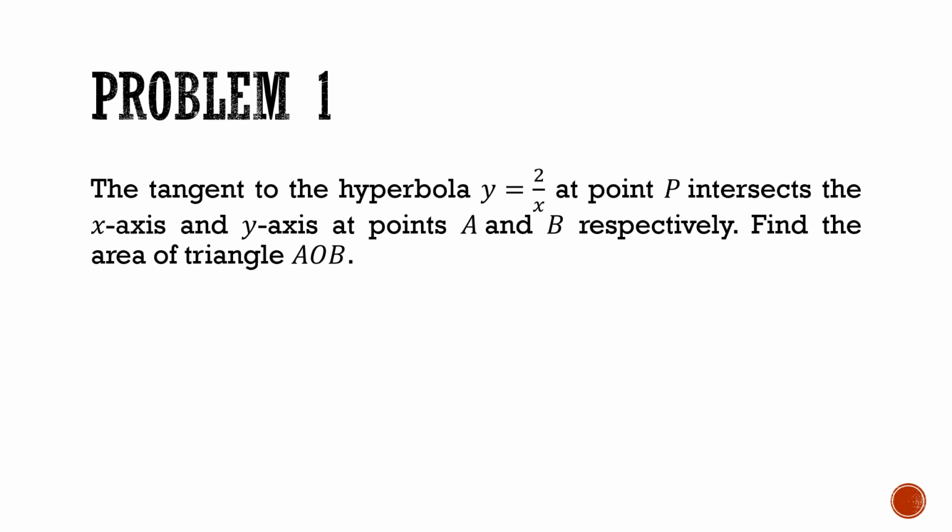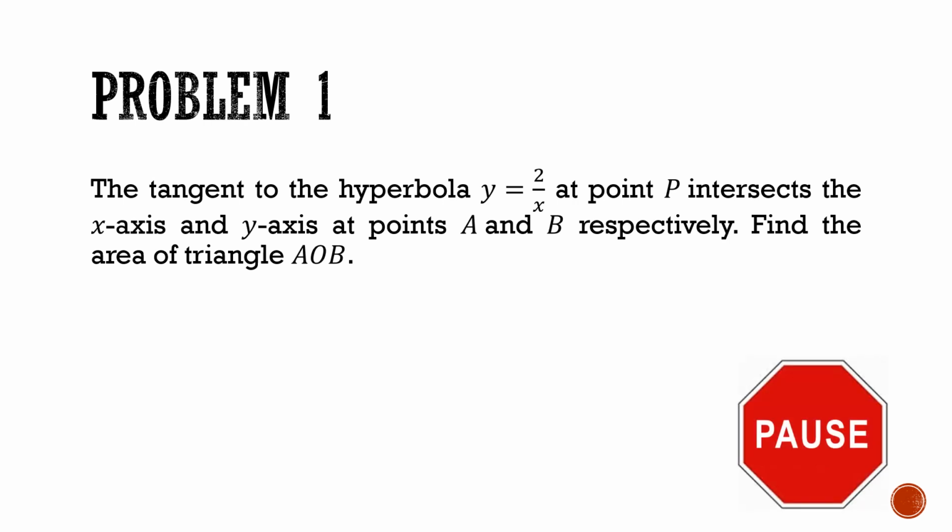Problem 1. The tangent to the hyperbola y equals 2 over x at point P intersects the x and y axis at points A and B respectively. Find the area of triangle AOB. Pause the video here and give this question a good try.